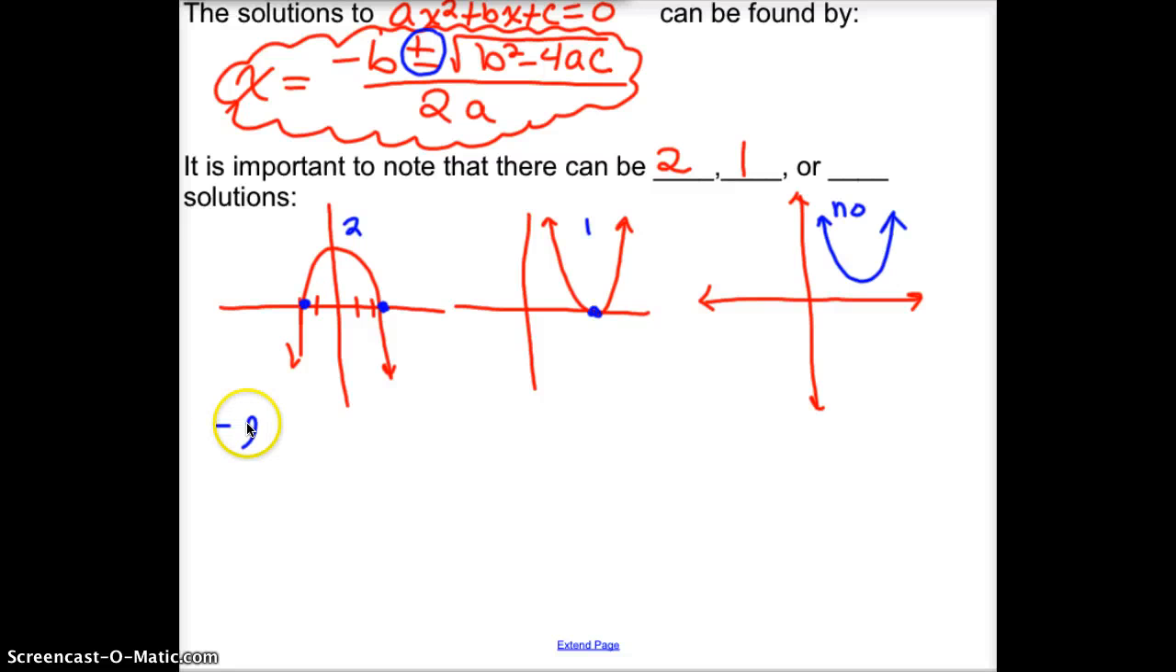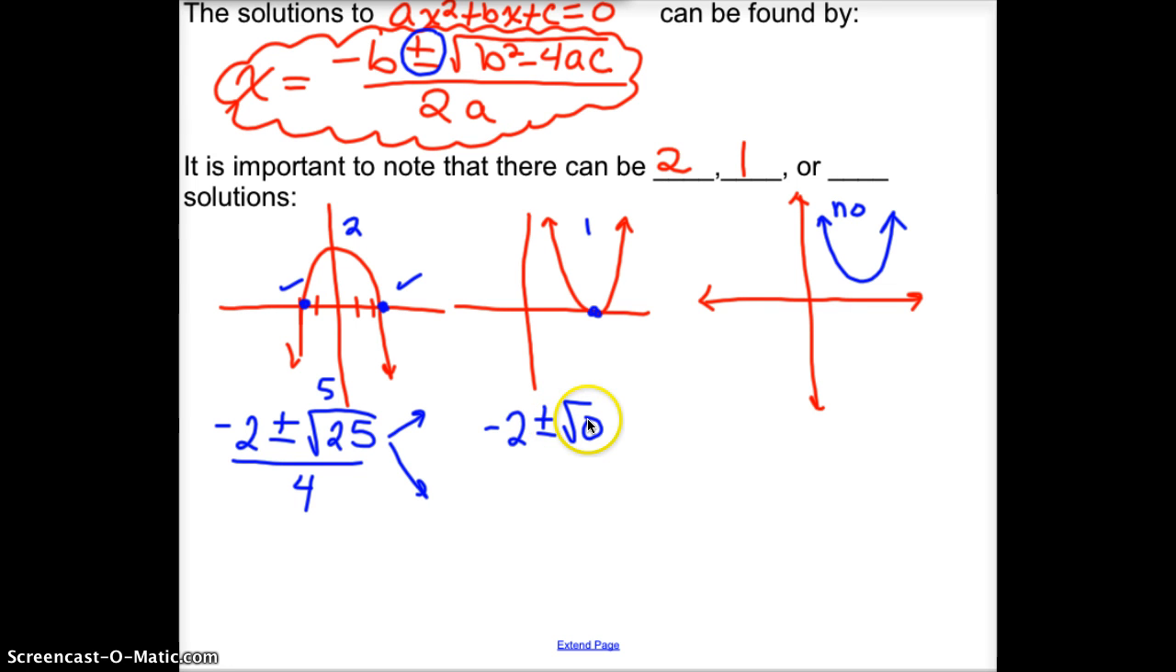Let me give you an example of what would happen with that. Suppose it was -2 and you had plus or minus, and you ended up with a 25 down here. Maybe it's all over 4. You're going to branch off and get two answers. One where you go up 5 and one where you go down 5, and you're going to end up with two solutions. What happens with this one is that you end up under the root getting a 0. And so what basically happens is when you go up 0 and down 0, you end up at the same spot. Hence, you only get one solution popping out.